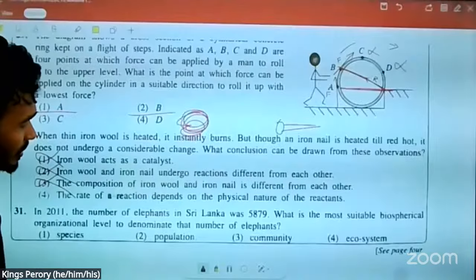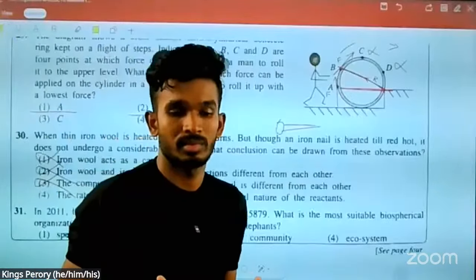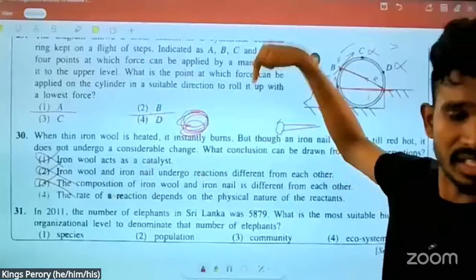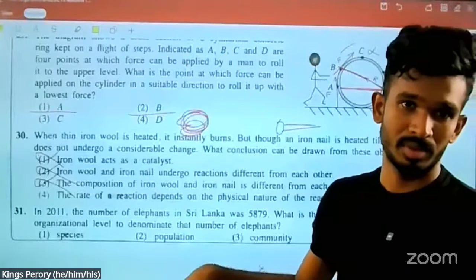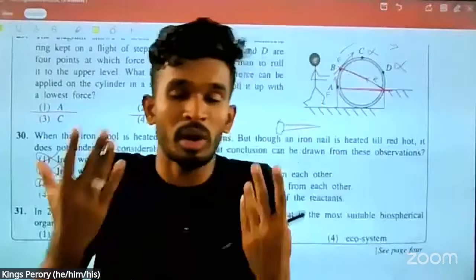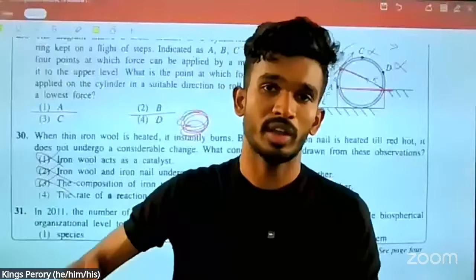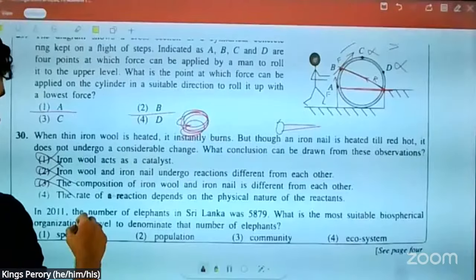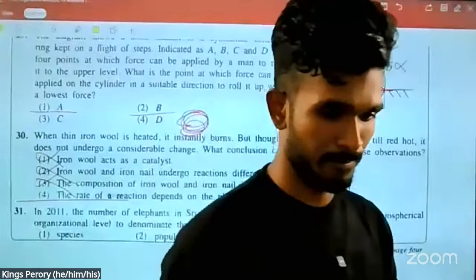The last one: rate of reaction depends on the physical nature of the reactant. Surface area is what? Physical nature. So iron wool has high surface area, iron nail has low surface area. They have two different physical natures. Both are iron, but the physical nature is different. What are we talking about under physical nature? Surface area. As the surface area is different, the rate of reaction is different. When the rate of reaction is different, the rate of combustion will be different. So rate of reaction depends on the physical nature of the reactant. Yes, that's your answer.